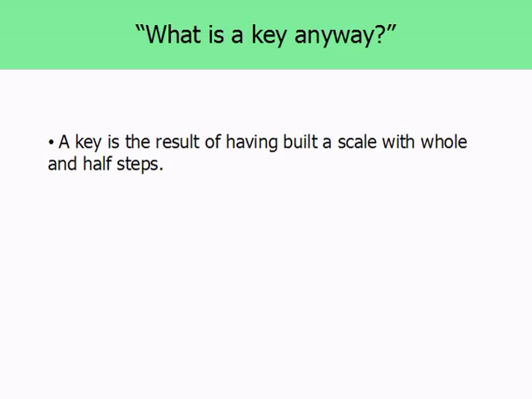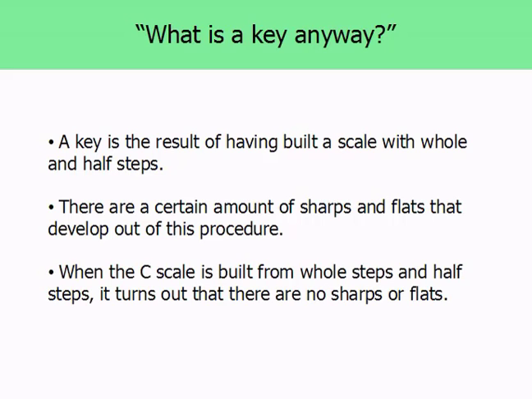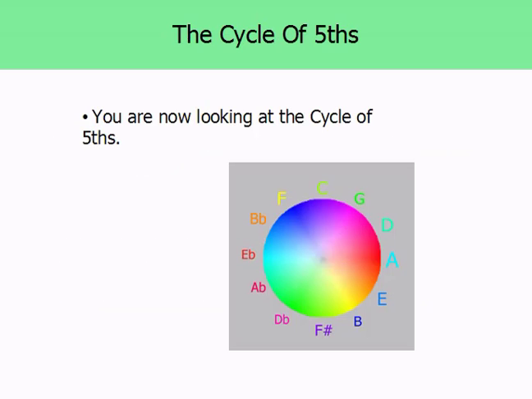A key is built as a result of making a scale out of whole steps and half steps. There's a certain amount of sharps and flats that develop out of this procedure. When the C scale is built from the whole steps and half steps, it turns out there are no sharps or flats. Any other scale, which is also built from whole steps and half steps, will contain sharps or flats.